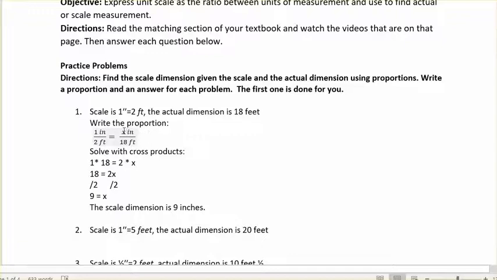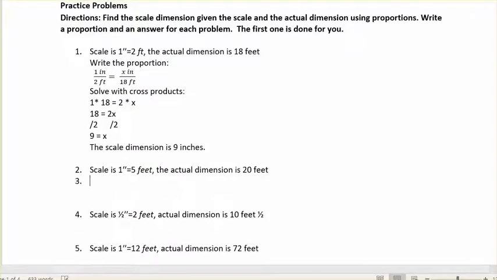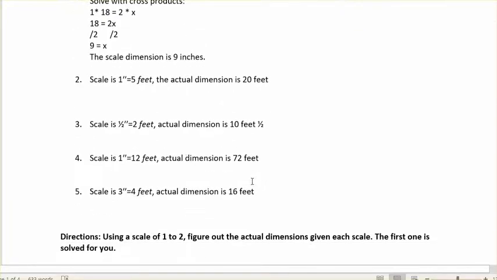Now, what we are missing was this top number right here, and that was inches, so our answer would be the scale dimension is 9 inches. But again, there's two parts to answering this. One is setting up the proportion, and one is actually answering the question.